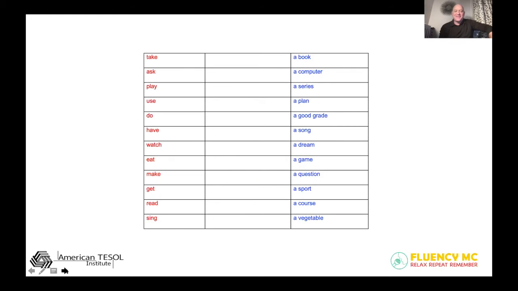I have a little activity and you could do something similar where I first focus on collocations with verbs and nouns, something we're going to talk about in another tip. So trying to match the verb in red with the noun in blue. And I created this activity so there's only one way it works.